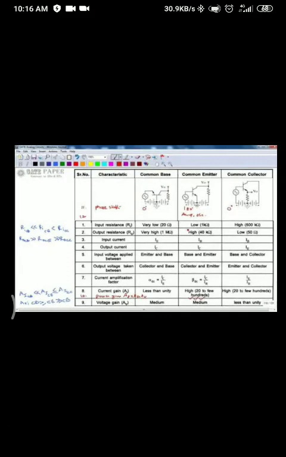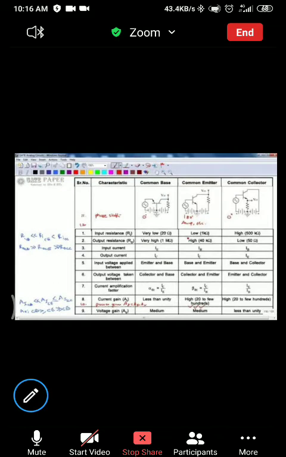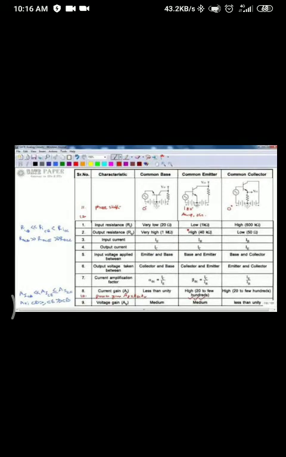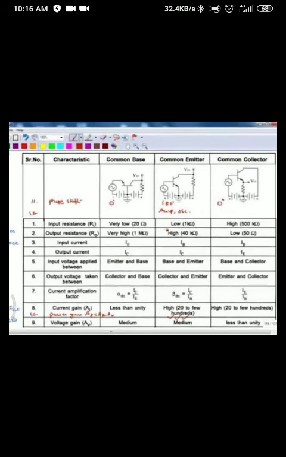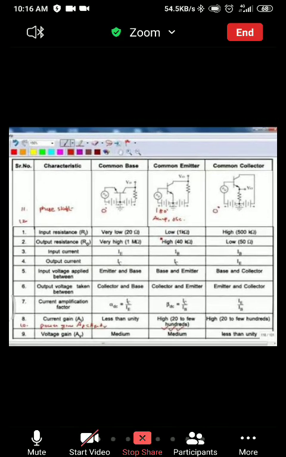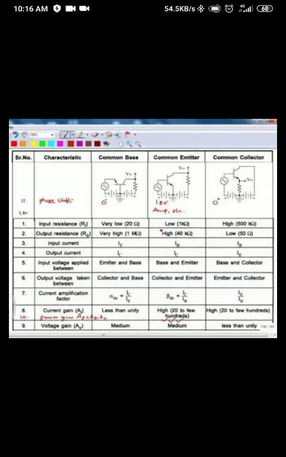So as you can see on screen, the comparison of common base, common emitter and common collector configuration is shown over there. This comparison is along with the circuit diagram also. So the first point is the circuit diagram. Let me zoom into it. As you can see in the circuit diagram, the base is common in the first circuit, in the second circuit the emitter is common, and in the third circuit the collector is common.